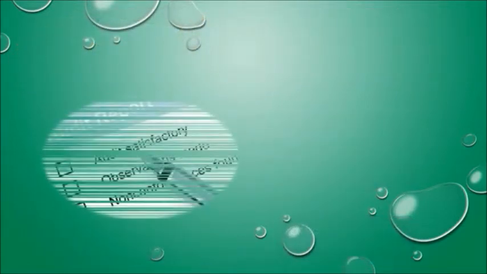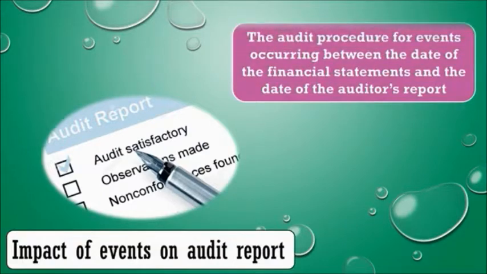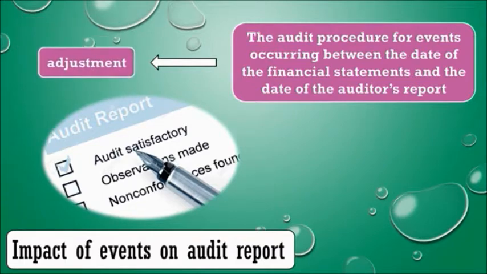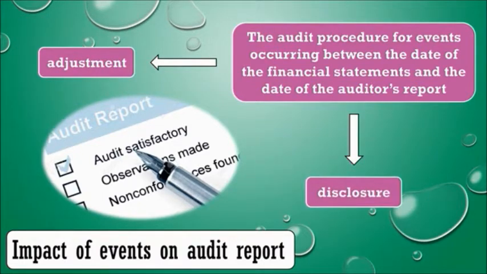Impact of events on the audit report. The audit procedures for events occurring between the date of the financial statements and the date of the auditor's report, to identify events that may require adjustment of, or disclosure in, the financial statements, would be performed as near as practicable to the date of the auditor's report.